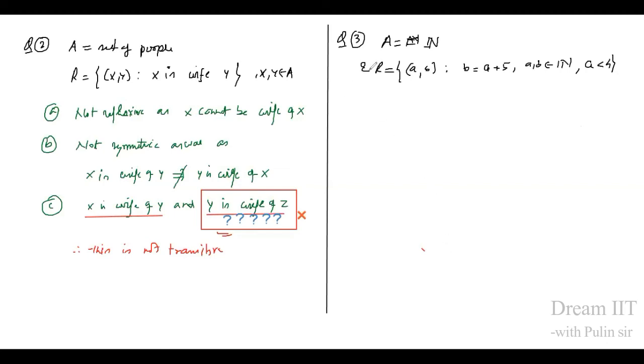Right? So here will this be reflexive, symmetric, etc. So anyway, as this set is very small, let us try to write it in the roster form. If I give the input A as 1, this will be 6. Input 2, this will be 7. Input 3, this will be 8. Input 4 you cannot give because A should be less than 4. So this is what you get after giving the inputs. Okay. Now, one by one, we have to justify whether it is reflexive, symmetric, or transitive.